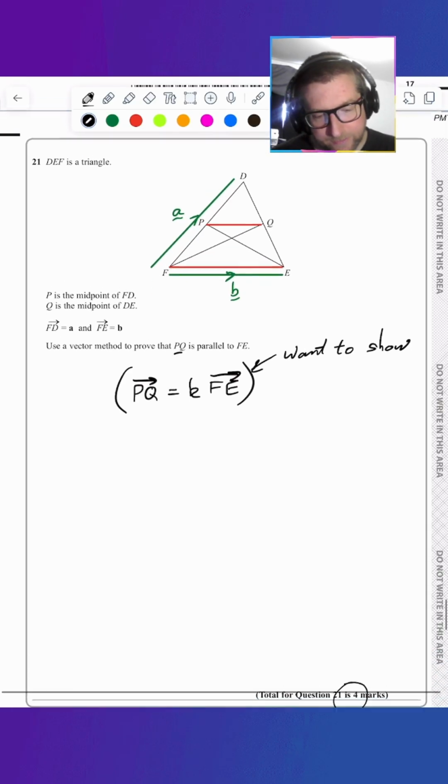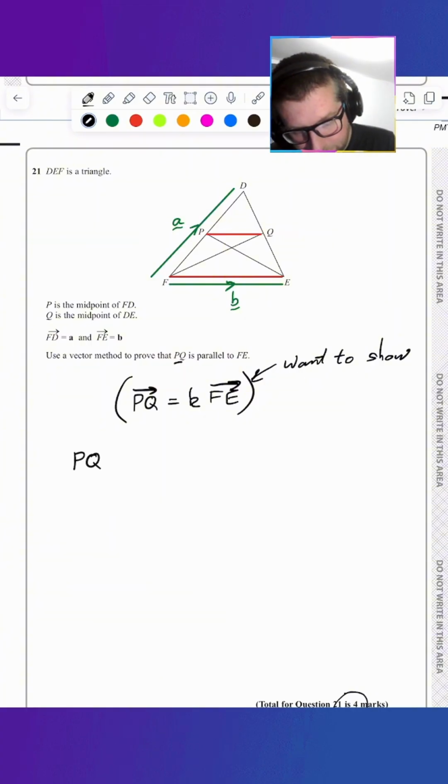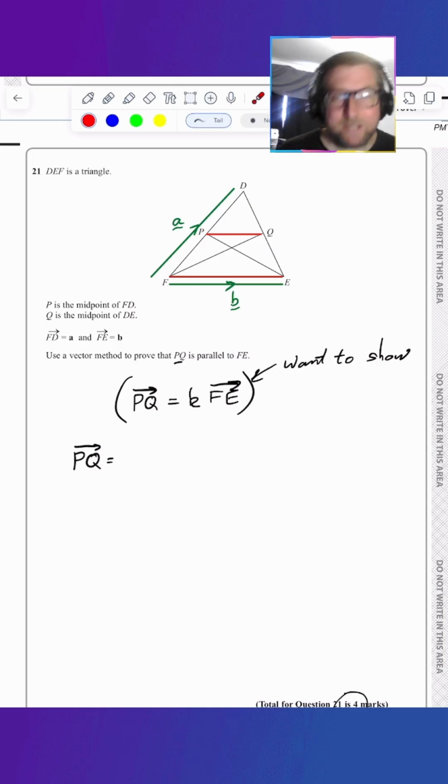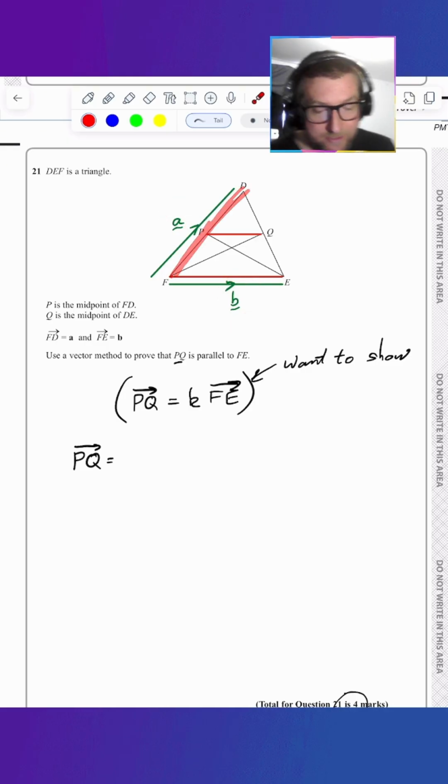Now, let's have a look at PQ then. Vector PQ, we find by just taking a journey from P to Q. I could go directly there, but unfortunately we don't know anything about the vector that goes horizontally through this shape. So we could take a different route. We could go from P up to D, and then from D down to Q. That would be one way to find the vector PQ. Another way would be to go from P to F, then F to Q, or from P to F, then F to E, then E to Q. All of those different routes are going to produce the same vector. So we want to find a route that's going to use these two vectors, so we need it to use parts of this side and this side.